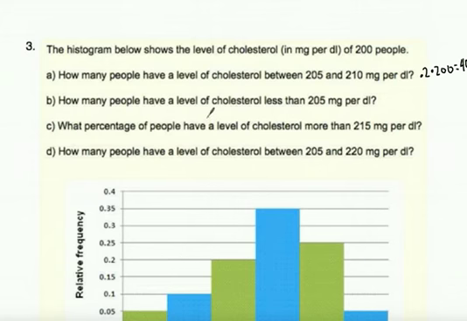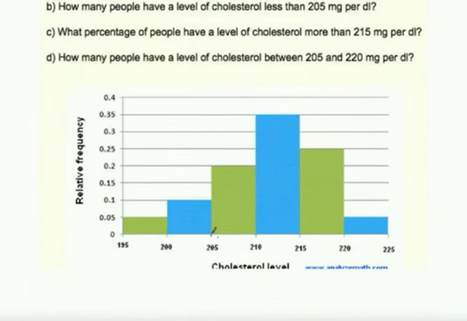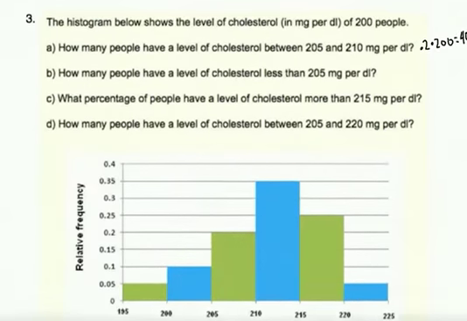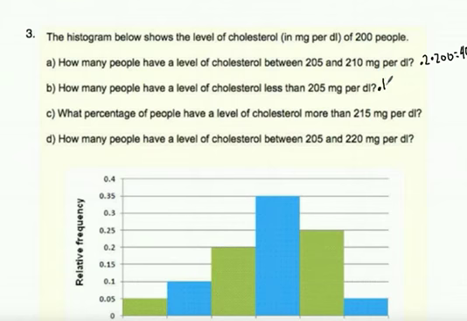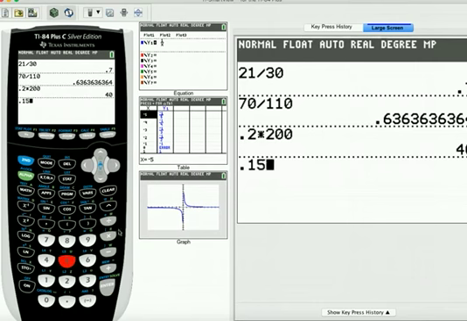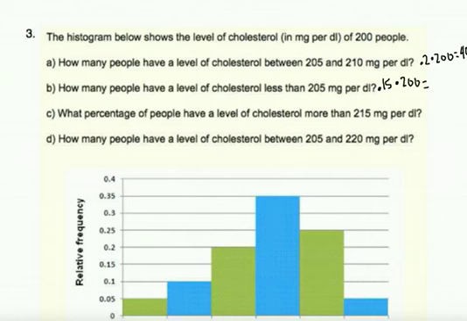How many people have a level of cholesterol less than 205 milligrams per deciliter? So this is 205. So you'd have 0.1 and 0.05, which would make 0.15. Because you've got 200 people, so 0.15 times 200 gives you 30.